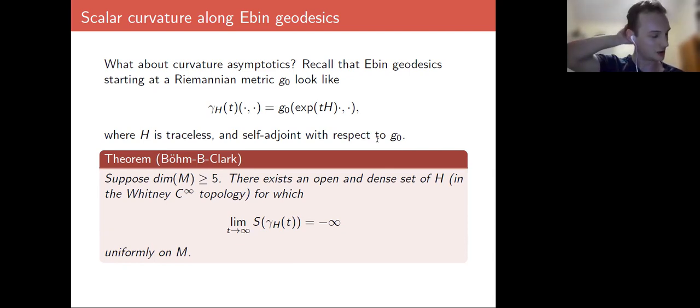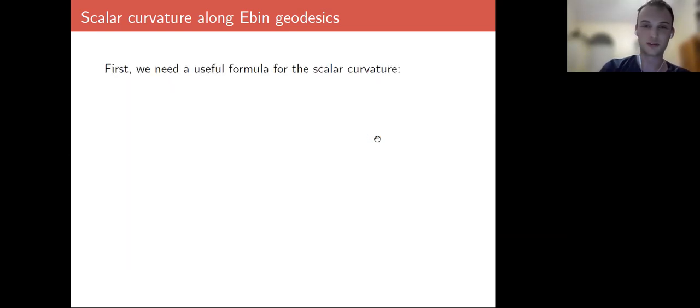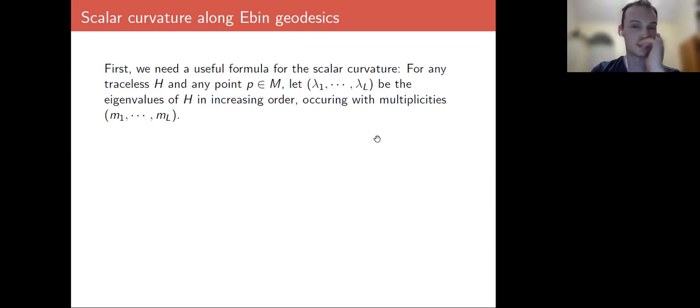All right, so it's rather technical. I'll try and attempt to give you some idea about what goes into the proof. As I said, the first thing you really need to do is find a formula for the scalar curvature. So remember, we started with the reference metric G0, and we're going to pick an H. We're going to try and find a formula for the scalar curvature locally around P.